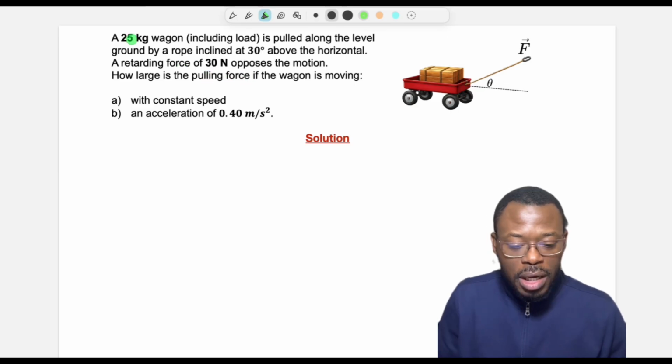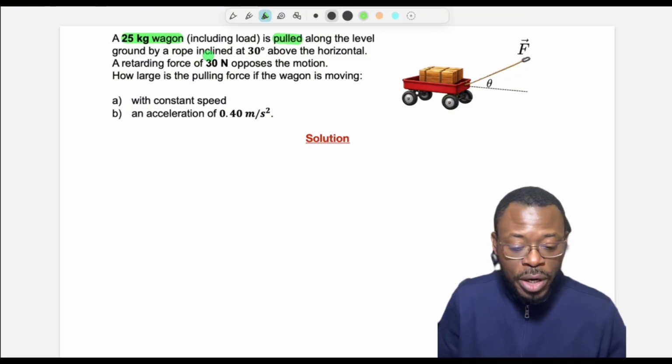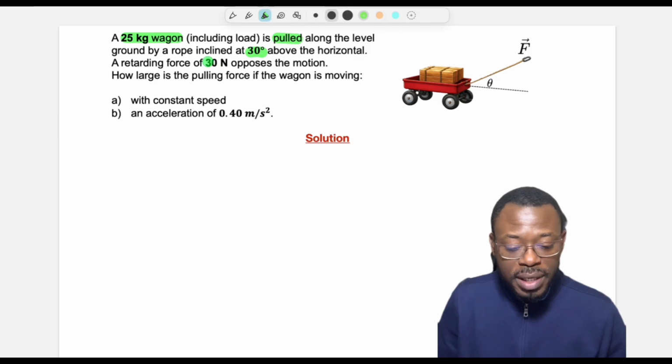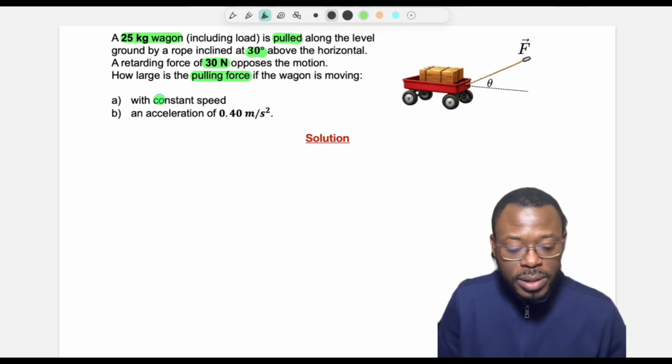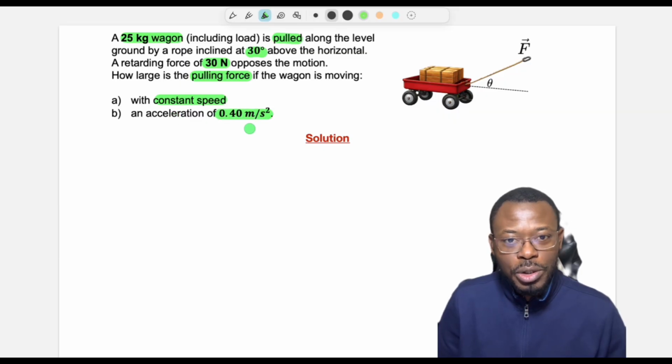Let's look at the problem. A 25 kilogram wagon, including its load, is pulled along the level ground by a rope inclined at 30 degrees above the horizontal. A retarding force of 30 newtons opposes the motion. How large is the pulling force? A, if the wagon is moving with a constant speed, and then B, if the wagon is moving at an acceleration of 0.40 meters per second squared. Let's look at the solution.